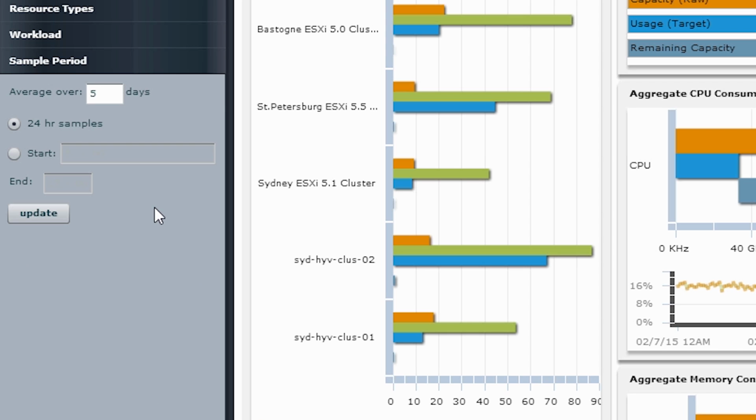Finally, we look at 5 days worth of data over a 24-hour sample period. This can be configured to accommodate VDI, nightly backups, or other workloads that are time-specific. Set a start and end time to isolate the part of the data for when VDI or backups are under load to provide a more accurate capacity planning output.